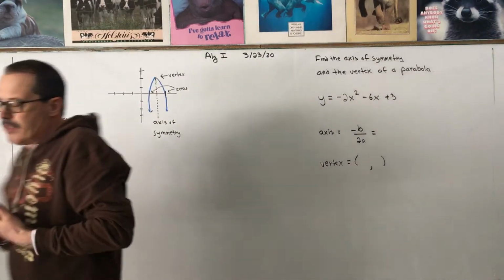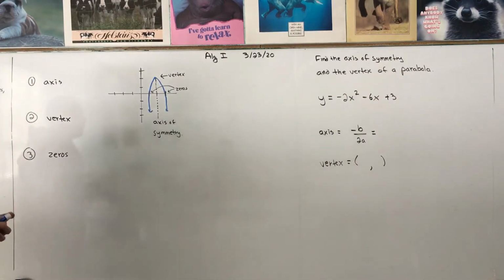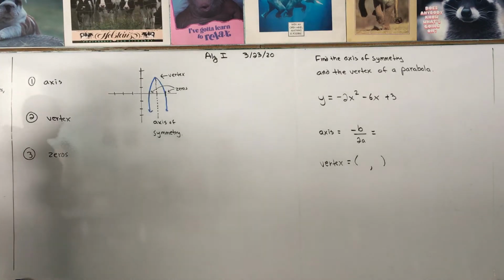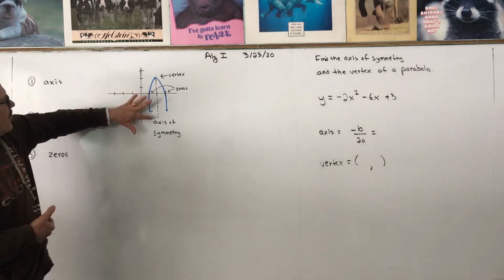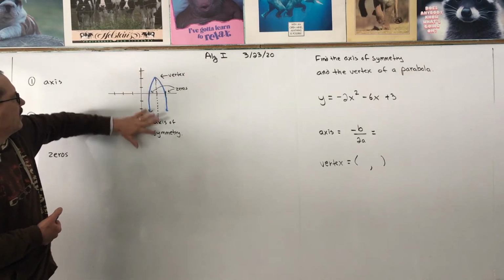All right, so basically today is going to be some review. You guys did pretty decent on your quizzes, but I want to go over a couple of things that seem like you might have a little trouble with. All right, the first thing is the axis. It's actually called the axis of symmetry. It is this dotted line that splits a parabola exactly in half.